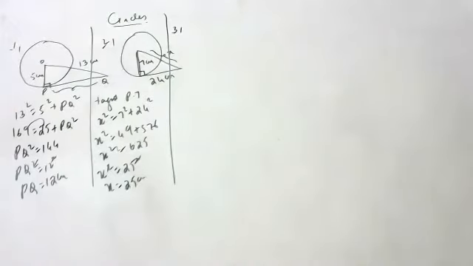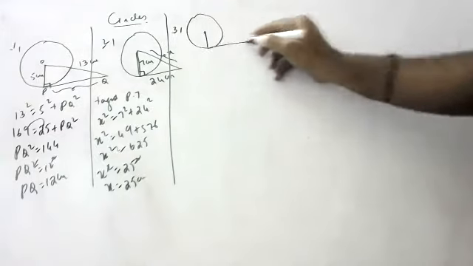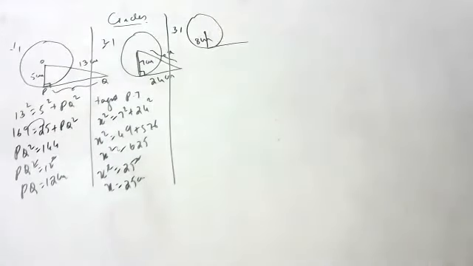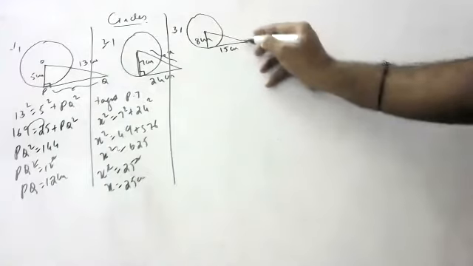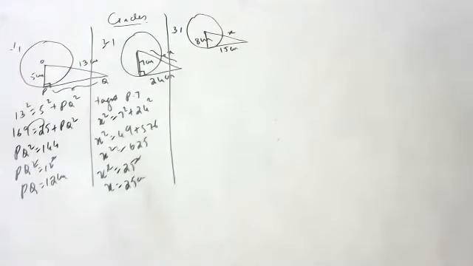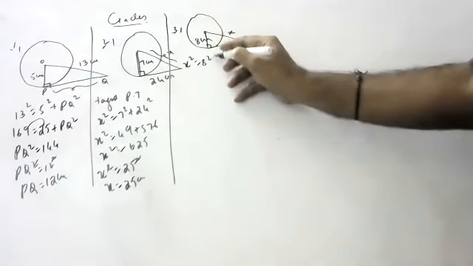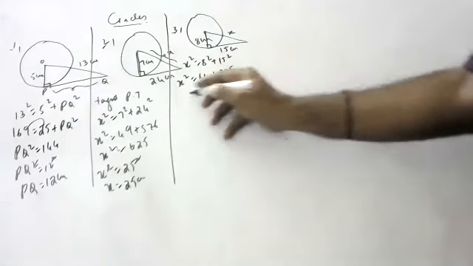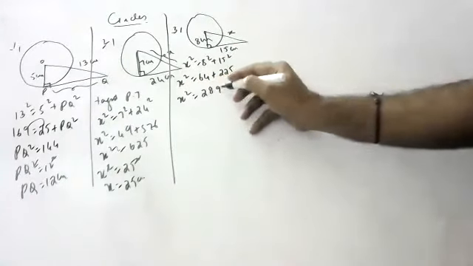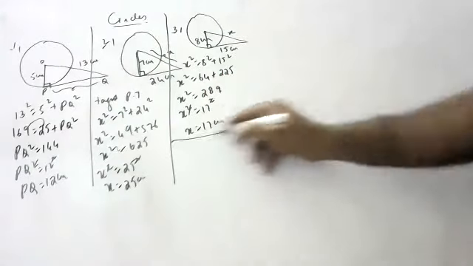Third question, children. O is the center of a circle of radius 8 centimeters. Basic level questions, children. A tangent at a point on the circle meets the line through O such that AB is 15 centimeters. What is the length? Apply Pythagoras theorem. X square is equal to 8 square plus 15 square, which is 64 plus 225. X square is equal to 17 square. X is equal to 17 centimeters.